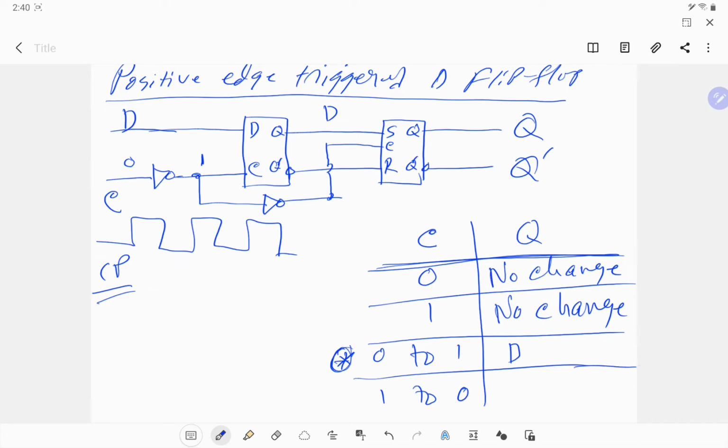And for the very last combination, when it goes from 1 to 0, when it is 1, the first latch is not triggered. So D doesn't go to the output of the first latch. The second latch is triggered, but it doesn't matter. So the first latch is not triggered, so it's actually breaking the circuit. So when it is 0, the first latch is triggered, but the second latch is not triggered. So there will be no changes again.